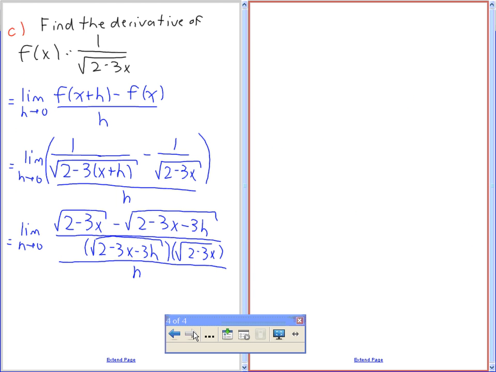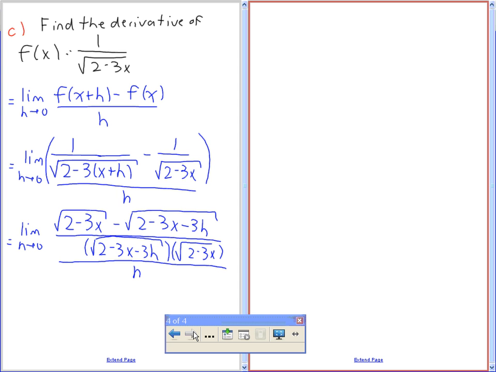Okay. Have I lost anybody yet? Is that right so far? Okay, good. All right, now for the scary part. What do I do? This is why this is a 5-mark question. This is a big question.